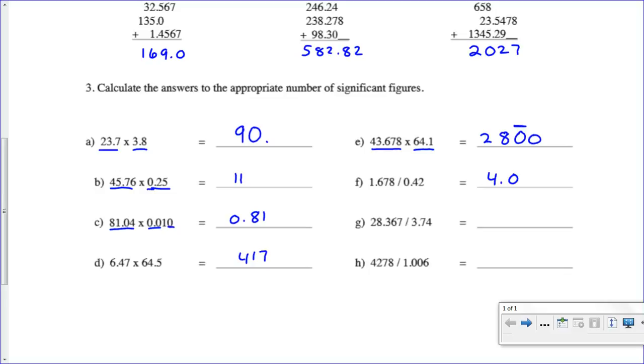For G, the first number here, that's 5 sig figs. We've got 3 there. We should have 3 sig figs in our answer. Out of your calculator, you get 7.58476. We need to round that to 3 sig figs. So we start here, cut it off there at 3 sig figs. That's a 4 after that, so it rounds down. So we end up with just 7.58.